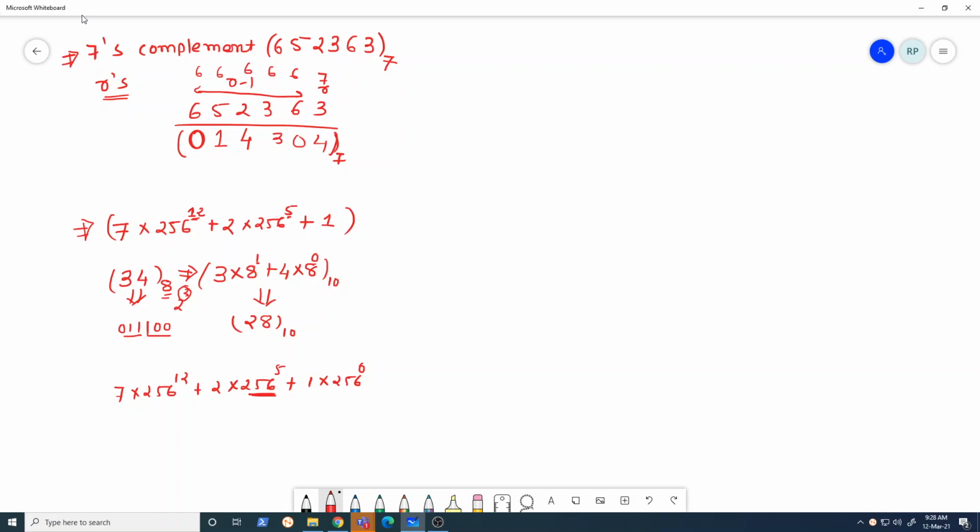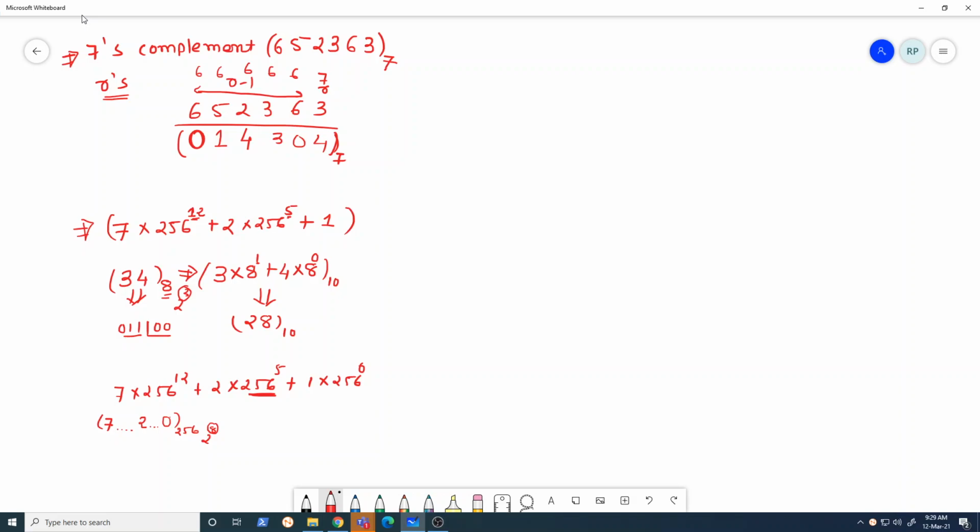At 5, you have some digit. At 12, you have some digit. Now this is base 256, so it will be 7 at the 12th position, all 0 at the middle positions, 2 at the 5th position, and then 1 at the 0th position. If I convert this into binary, 256 is 2 raised to 8, so 8 bits. What we did in octal, take each digit and represent it in 3 bits, the same way we'll do it.